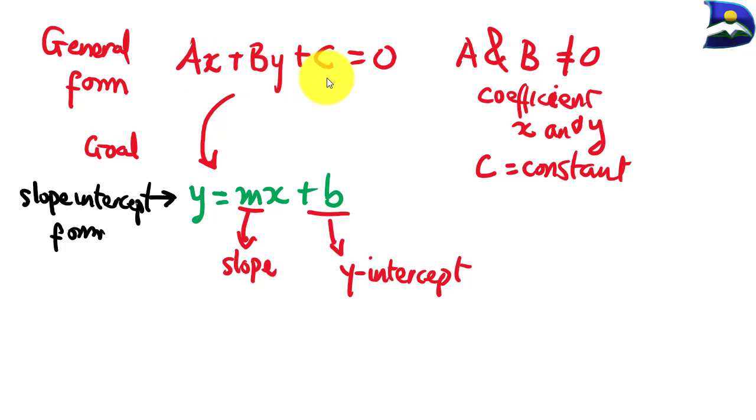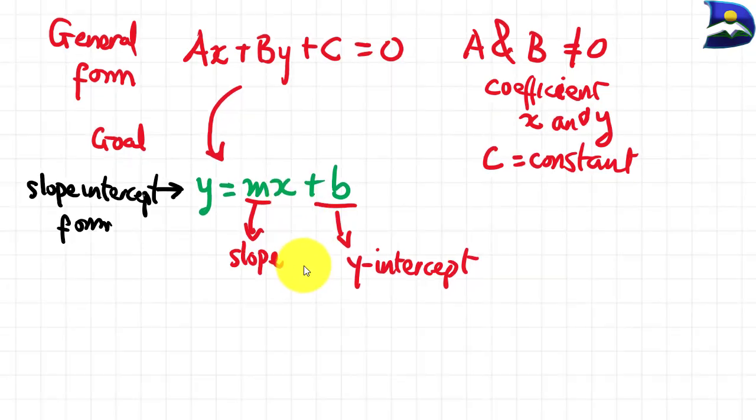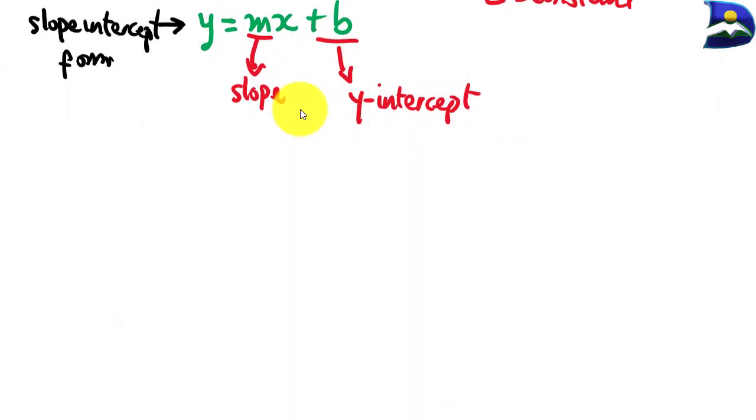Now, to address this transformation going from our general form to our slope-intercept form, we need to rearrange this equation, and by so doing we'll arrive at our conclusion, which is this equation right here. So let's begin by following these steps.